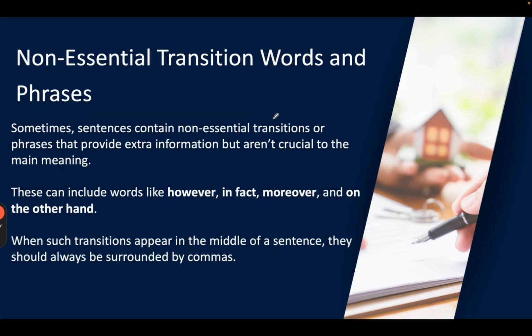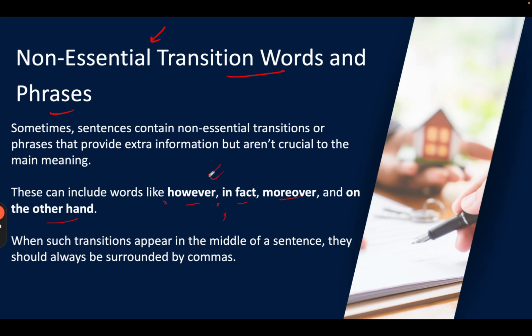Now, let's understand when it comes to transition words and phrases, how will this non-essential bit work? We did see in the previous bit that there was a particular clause, a few words coming together and creating a non-essential bit. But you might also find transition words like however, in fact, moreover, on the other hand, as examples in between two commas. You can find a sentence which says comma, however, comma.